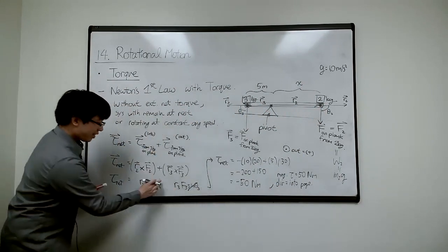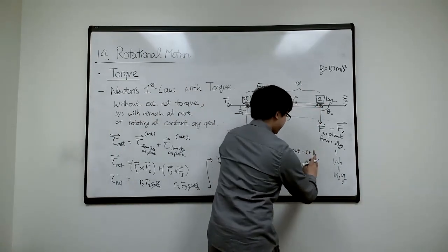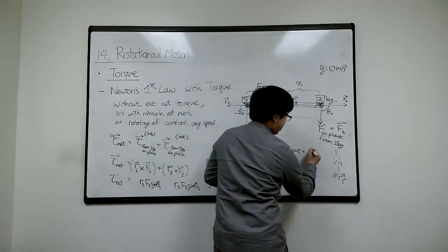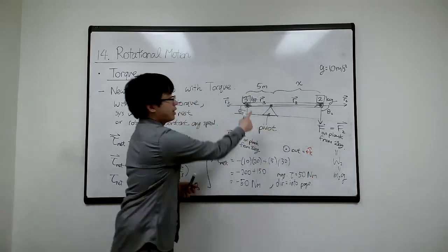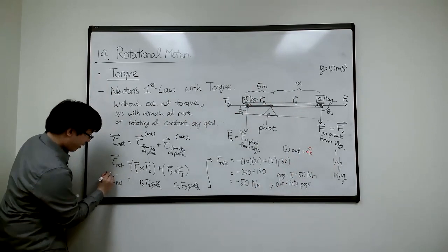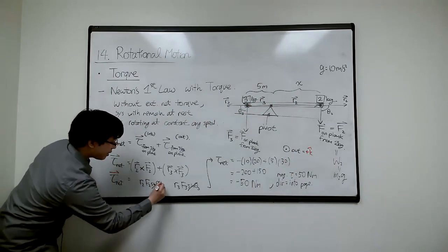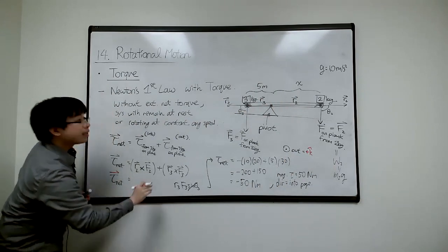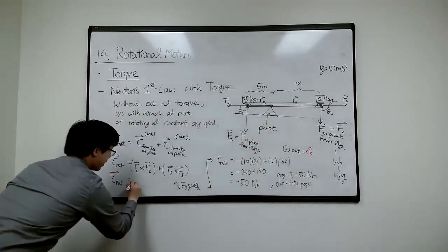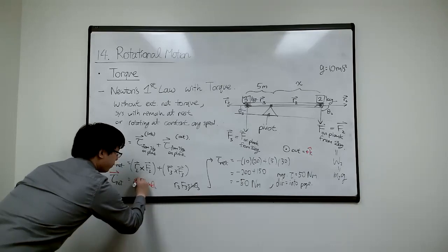I'll call outwards positive k. I'll use a different color. Slightly more formally, outwards is positive k hat, so this is the z axis pointing out. So the net vector is, this is the magnitude times, which one? R2 cross F2 is going into the board, so the magnitude is R2 F2 sine theta 2.